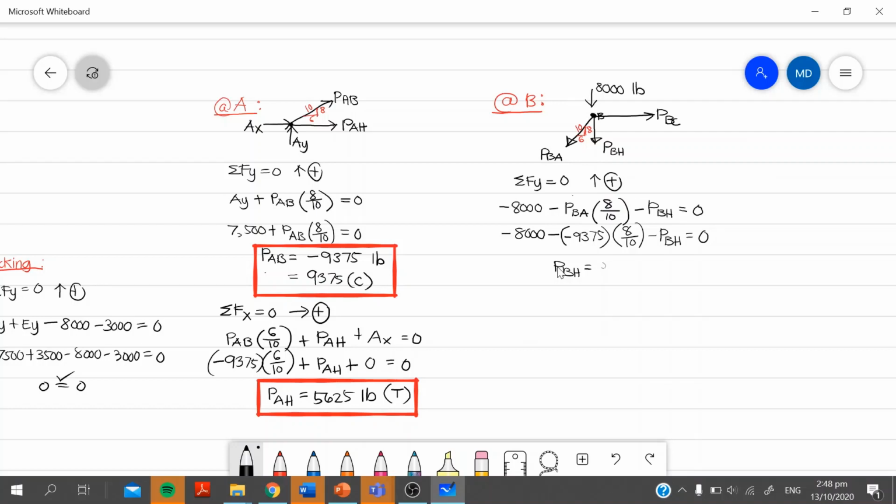So, the answer is negative 500. Or, more appropriately, pwede natin ilagay 500 pounds but compression. Okay, so that would be our final answer.